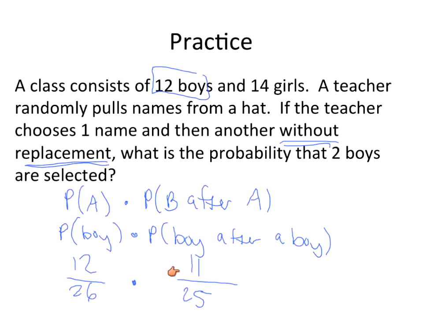Do we see a pattern for when there's no replacement? What's the pattern? What's happening? Yeah, they're subtracting 1 because there's one less option out of one less option out of the total. So it's always just minus 1 on both of them. Great job. So by the time we reduce, we'll get 132 over 650, and that is 66 over 325. So keywords are replacement and without replacement.